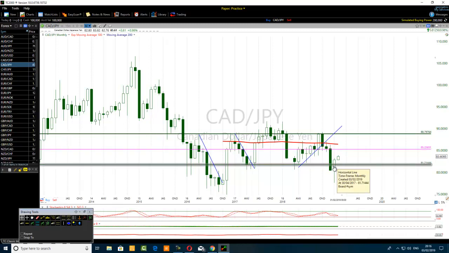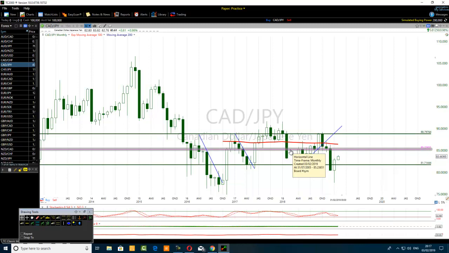There is an ultimate target. That ultimate target for those bullish traders is at 88797. The midpoint target is at 85236. If they are selling here, what is the ultimate target? The ultimate target for those bearish traders is this one here, 81714. The midpoint target is the same.